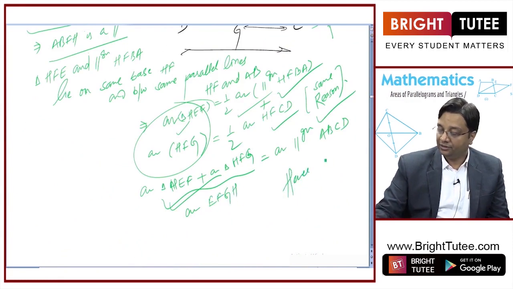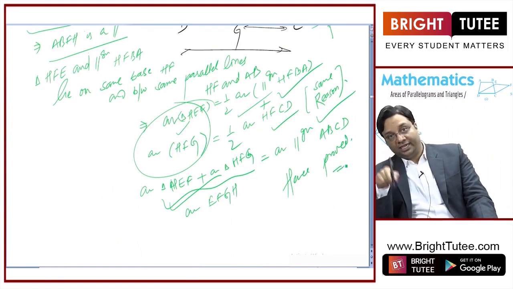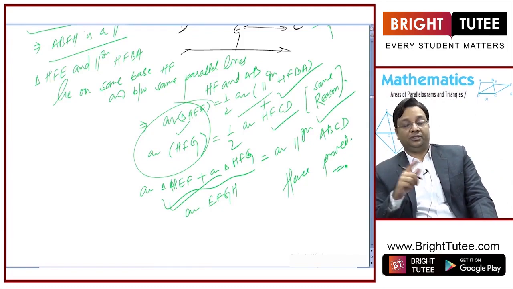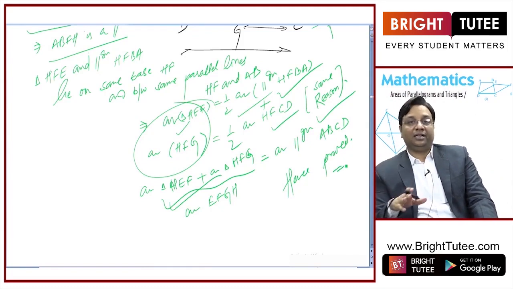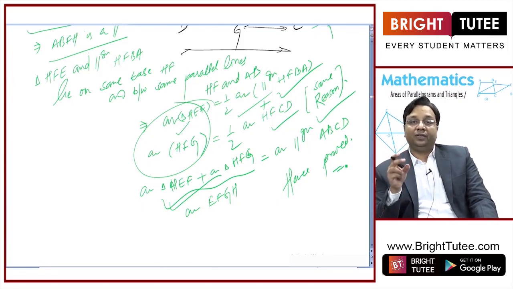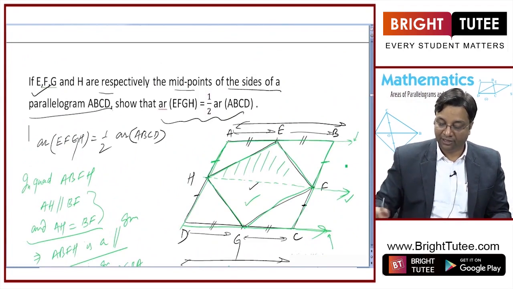Hence, proved that if you join the midpoints of sides of a parallelogram, you will get a quadrilateral inside, which we will study that it is another parallelogram. Anyhow, that quadrilateral that is made by joining these midpoints will have area, half of the area of the outside parallelogram. This is what we had to prove here.